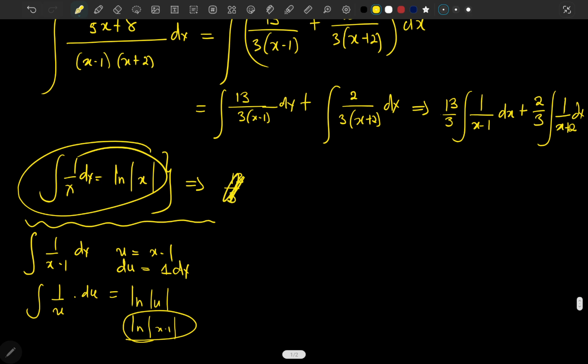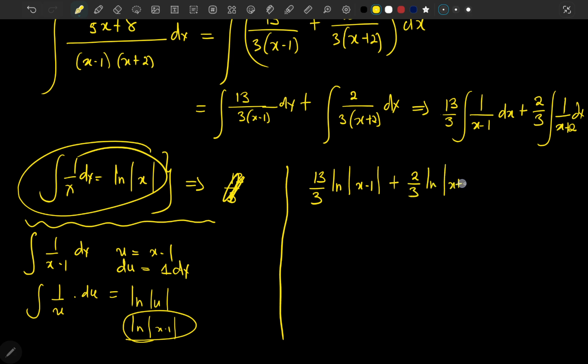So we can now say the integral is 13 over 3 natural log of (x - 1) plus 2 over 3 natural log of (x + 2), and I'll say plus c. This is an indefinite integral, so I'm going to add a constant of integration. That's all. It's done.